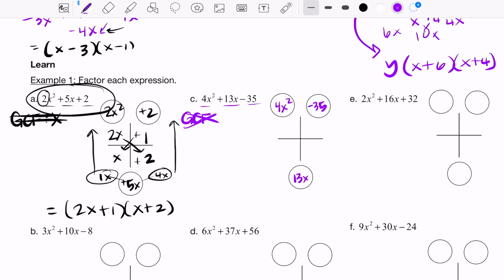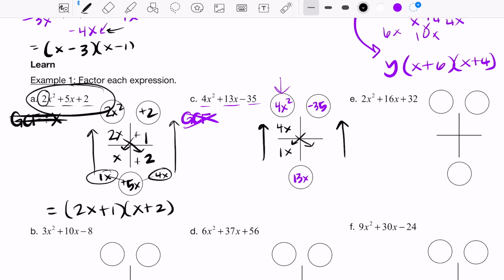And at this point we have our choice. Obviously 2x squared can be 2x and 2x, or it can be 4x and 1x. You're just going to guess and check. I'm going to start with 4x and 1x. Up and down left, and now I need to do up and down right, but crisscross, add to the middle comes into play.